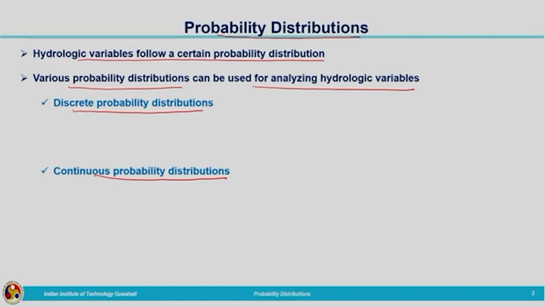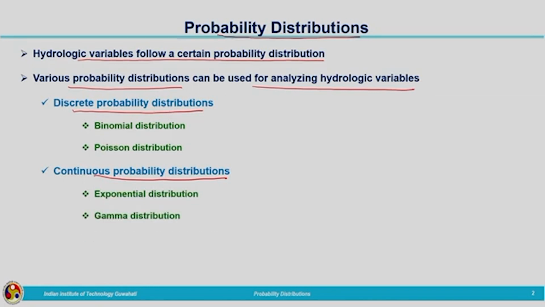Under discrete probability distributions, we will see the binomial distribution and Poisson distribution, and under continuous probability distributions, we will look into the commonly used exponential distribution, gamma distribution, normal distribution and Gumbel distribution. Normal distribution is also termed as Gaussian distribution. So, these are the probability distributions which we are going to look into in this lecture.